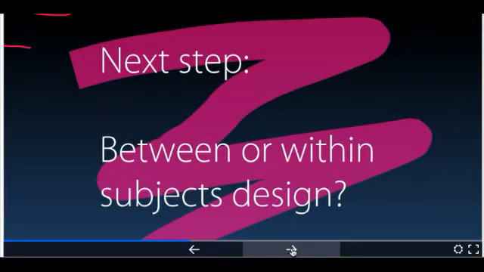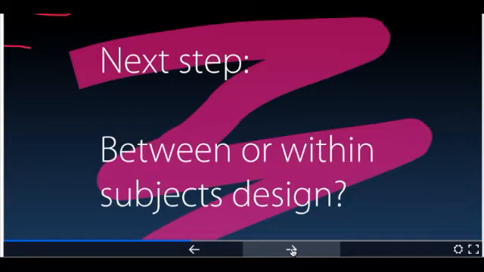So the next thing we really need to think about whenever doing a t-test is whether we have a between subjects design or a within subjects design. Now, if you remember back to experimental psychology, a between subjects design would be where everyone in the study gets only one level of the independent variable, or generally people are randomly assigned to one group or the other. What that means is people get either ketamine or Prozac. They don't get both, okay?